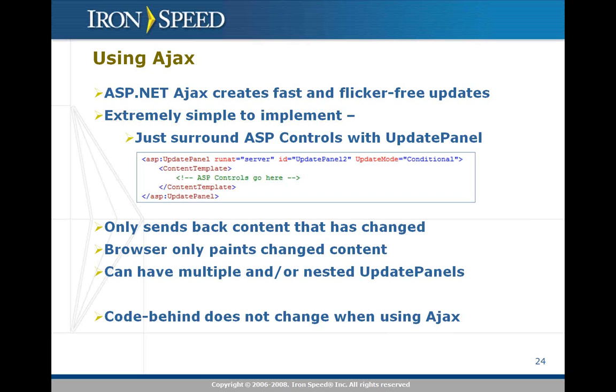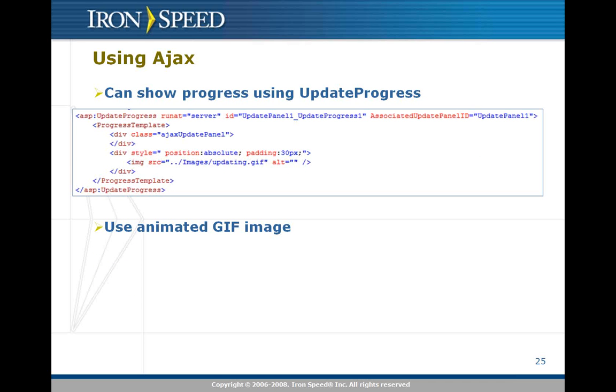Okay? And you can have multiple and or nested update panels. So you can say that, here is an update panel for this section of the page, and here's another update panel for another section of the page. You can have as many of them as you want, and you can even nest them as necessary. And the beauty of this thing is that the rest of your code, in terms of your code behind, does not change when you use AJAX. The code behinds work exactly the same way without you having to do anything more.